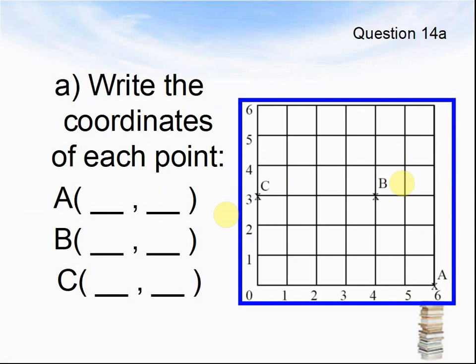14a. Write the coordinates of each of these points. A, it is here, B, it is here, and C, which is here. Pause the video until you are ready for the next question. Here comes the next question.